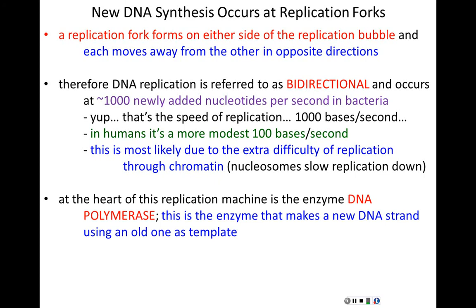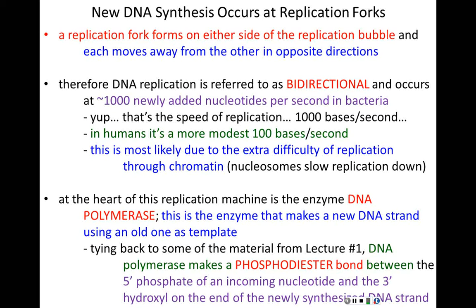Either way, at the heart of the replication process is the enzyme DNA polymerase. DNA polymerase is an enzyme that is able to make new DNA strands using old strands as template. Tying back to some of the details that we went over in Lecture 1, what DNA polymerase does on a chemical level is it makes a new phosphodiester bond between the 5' phosphate group of an incoming nucleotide and the 3' hydroxyl group on the end of the existing chain.